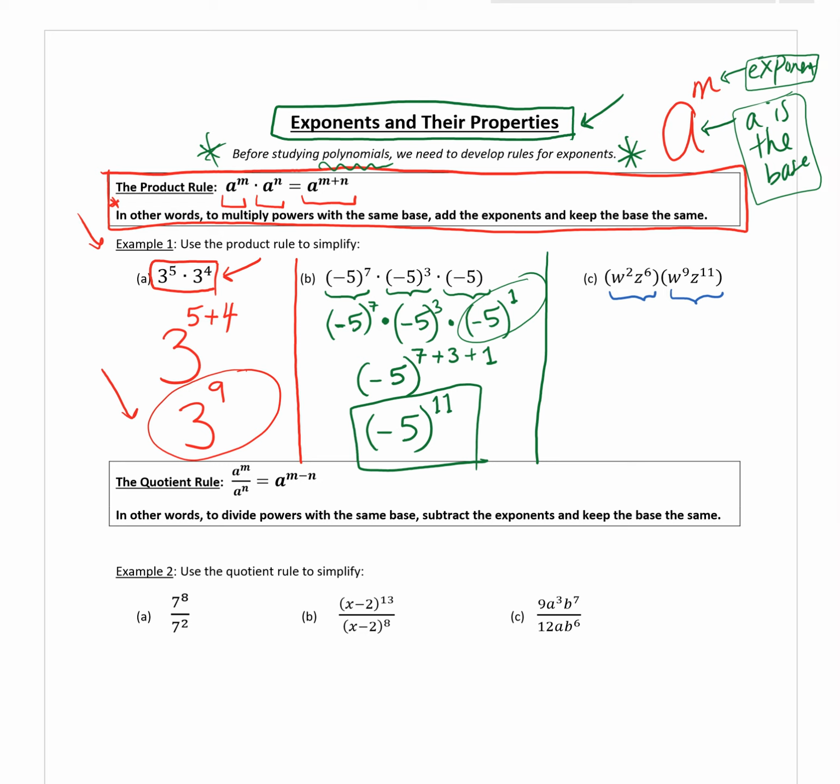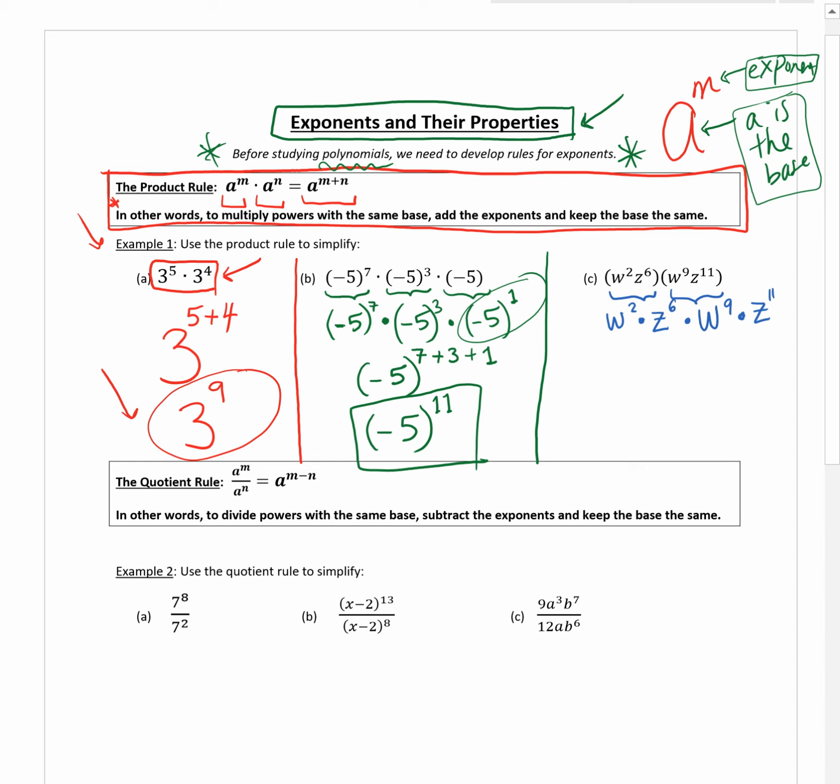So you know what we can do if we want? You don't have to write this many steps out, but if you're a cautious person and you want to be careful, I can rewrite this without parentheses. There's not really a need for those parentheses. Everything's being multiplied here. W times z in the first parentheses, all that multiplied by w times z in the second parentheses. I'm going to write this all out: w squared times z to the 6th, times w to the 9th, and that's times z to the 11th.